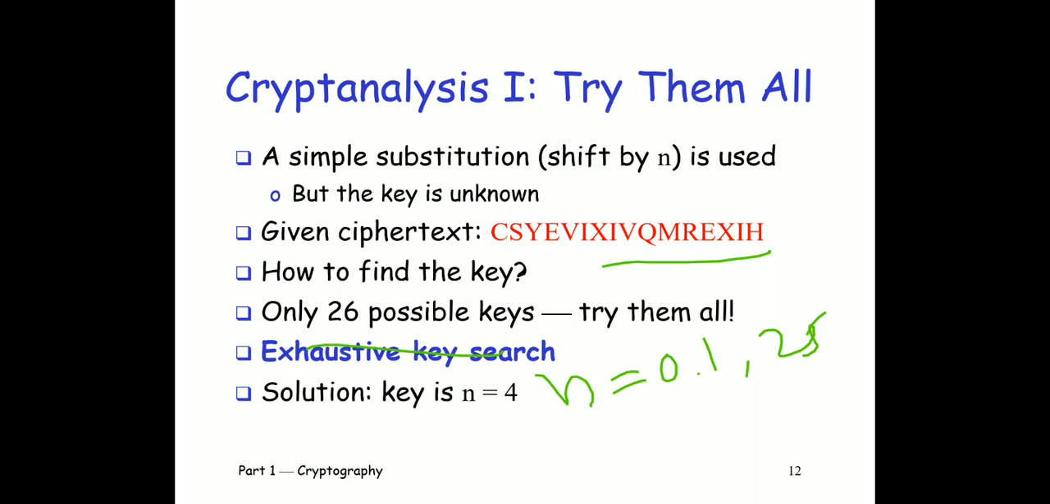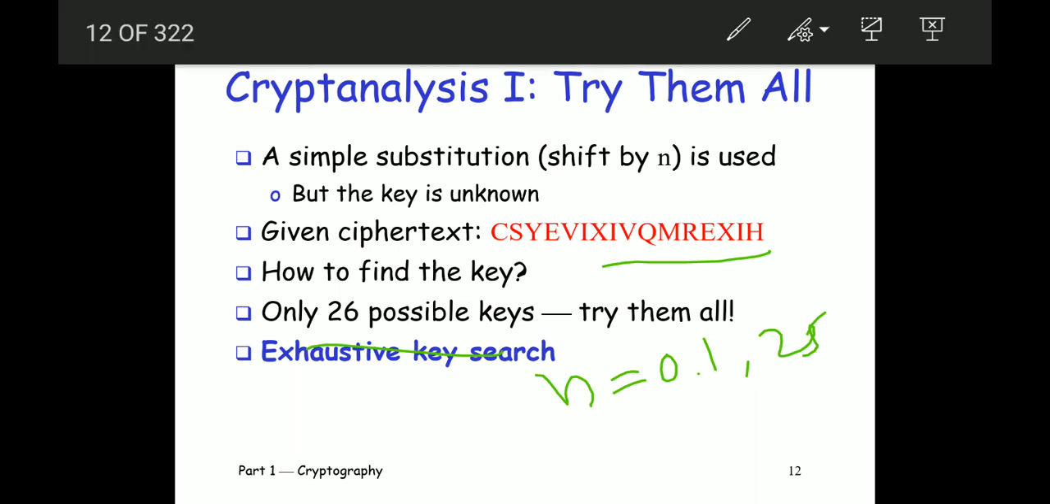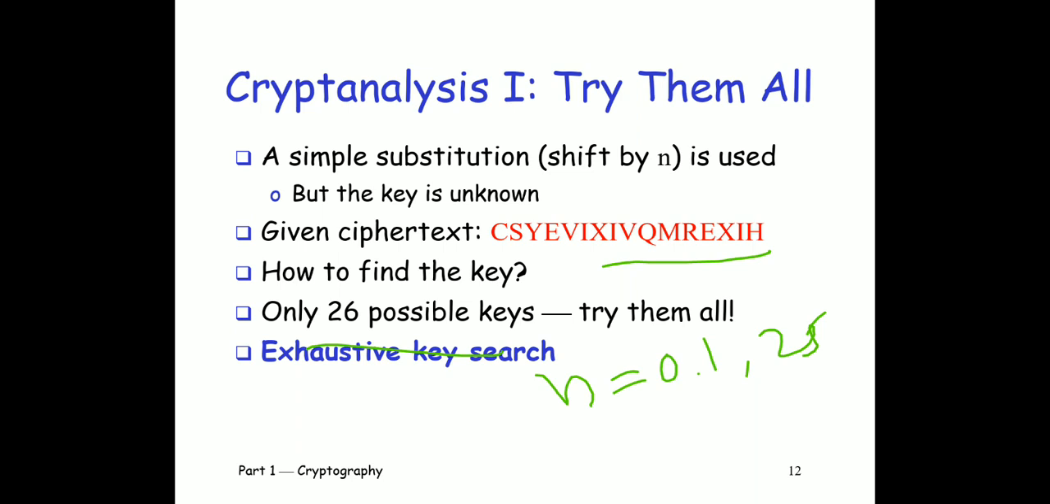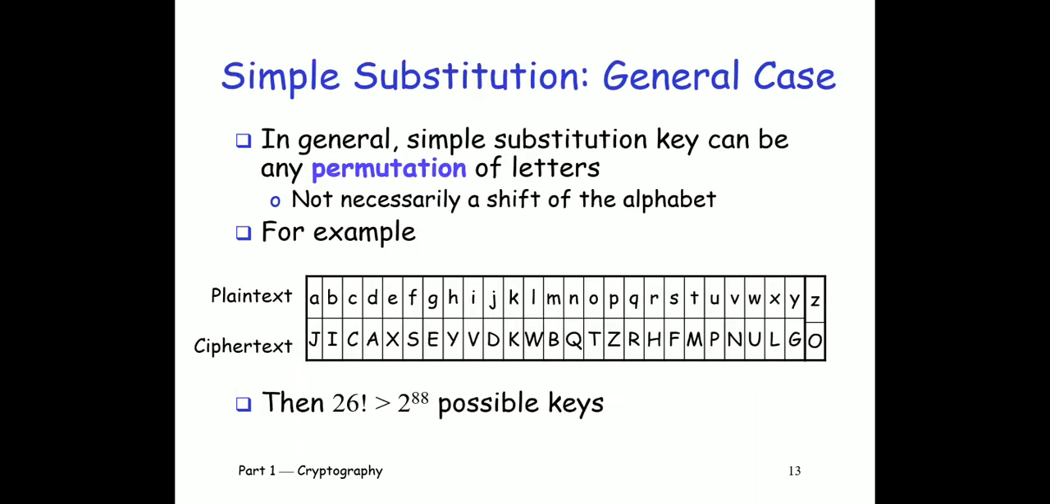So it requires a lot of time, right? If the intruder starts with the very first value of key as 1, then for this given ciphertext he will find a solution when n is equal to 4, right?